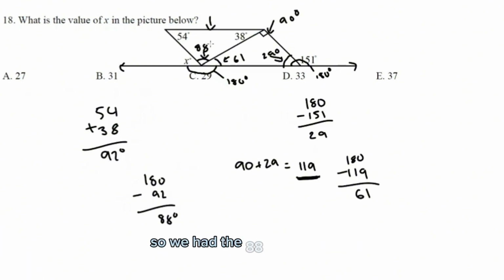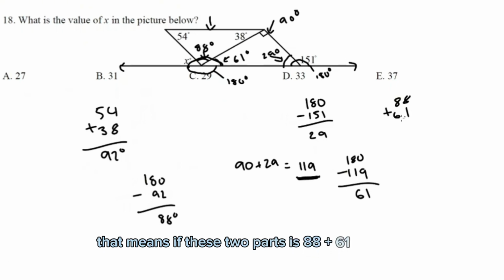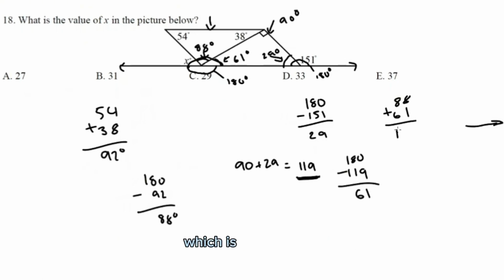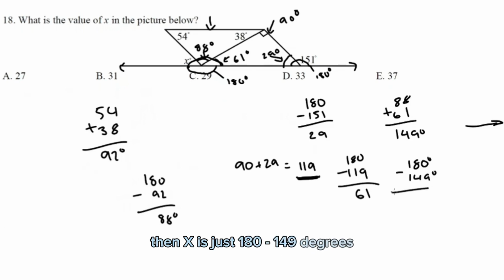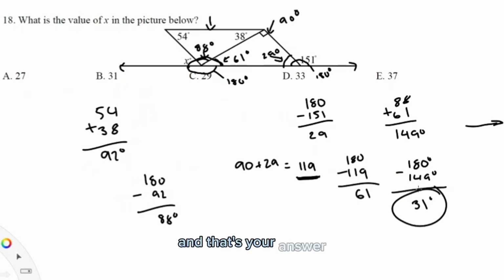So we have the 88 degrees here and 61 degrees here. This entire angle adds up to 180. That means if these two parts are 88 plus 61 degrees, which is 149 degrees, then x is just 180 minus 149 degrees, which is 31 degrees, and that's your answer.